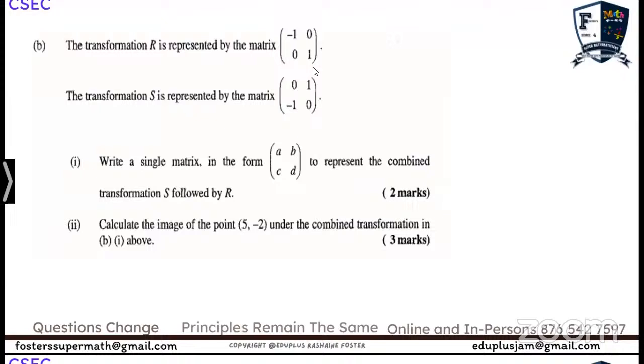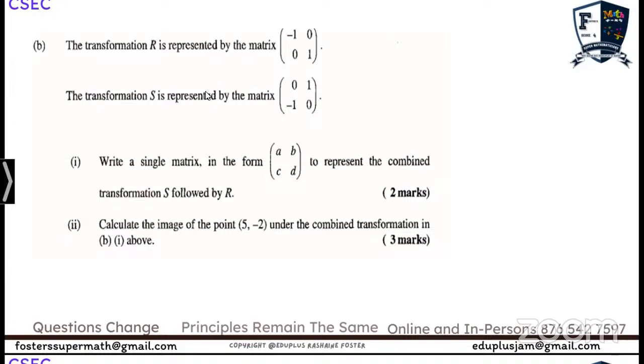Next, again, try this one for me first. The matrix transformation R is represented by, there you have that. The matrix transformation S is represented by, there you have that. Write a single matrix that represents S followed by R, and you get 2 marks for that, and you're supposed to know what to do. And that is very simple.